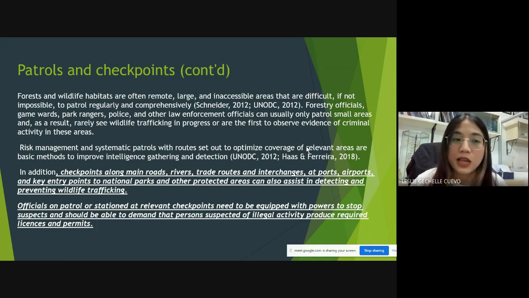So, pwede naman na hindi natin iasa lahat, well, mainly on police officers. But we can tap other agencies, especially sa mga ganitong lugar. Officials on patrol or stationed at relevant checkpoints need to be equipped with powers to stop suspects and should be able to demand that persons suspected of illegal activity produce required licenses and permits.